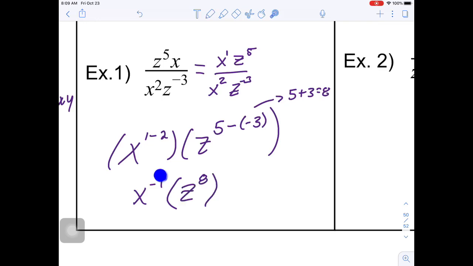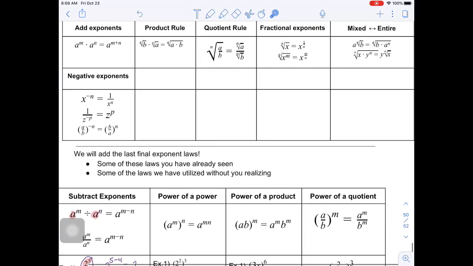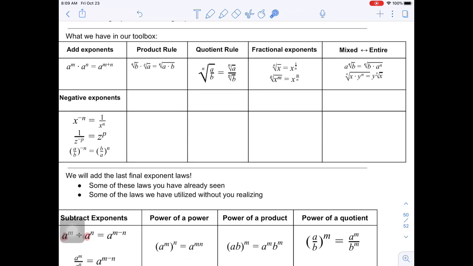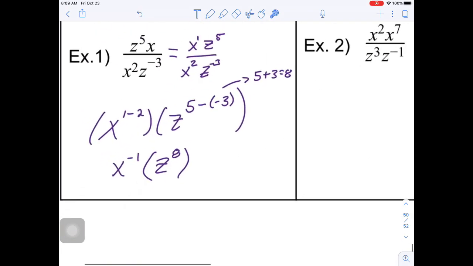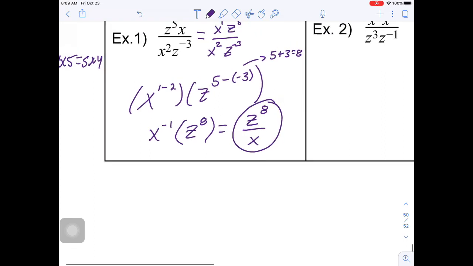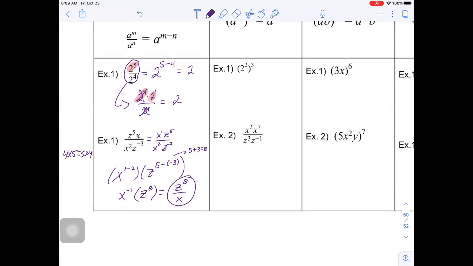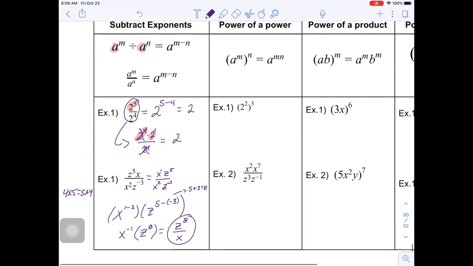Now, recall that we don't really like representing things with negative exponents. So we are going to use our law up here where if we have a negative exponent, we can take the reciprocal. That was last video in 4.5. So I'm going to represent this as z to the power of 8 over x to the power of 1, or simply just x. And there's my simplified solution. Okay, so that's us applying our subtraction exponent law.